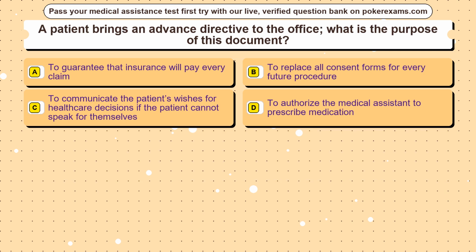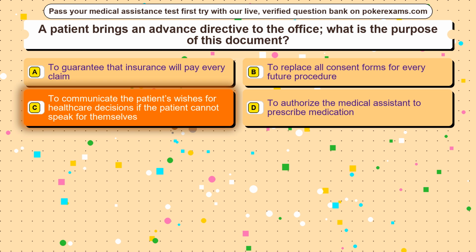Question 97. A patient brings an advance directive to the office. What is the purpose of this document? Option A, to guarantee that insurance will pay every claim. Option B, to replace all consent forms for every future procedure. Option C, to communicate the patient's wishes for healthcare decisions if the patient cannot speak for themselves. Option D, to authorize the medical assistant to prescribe medication.